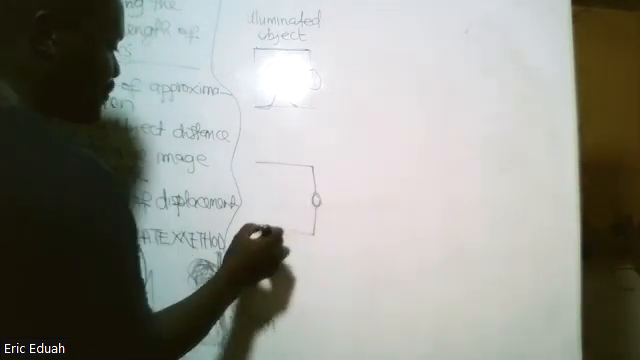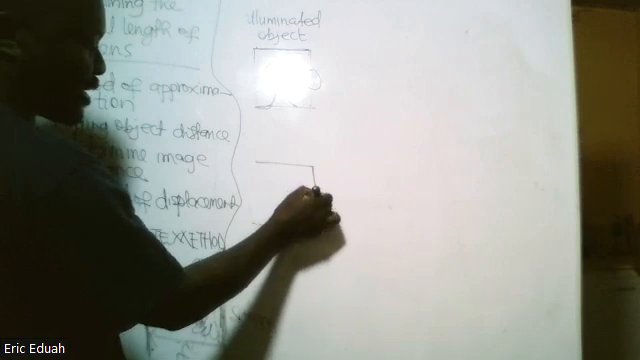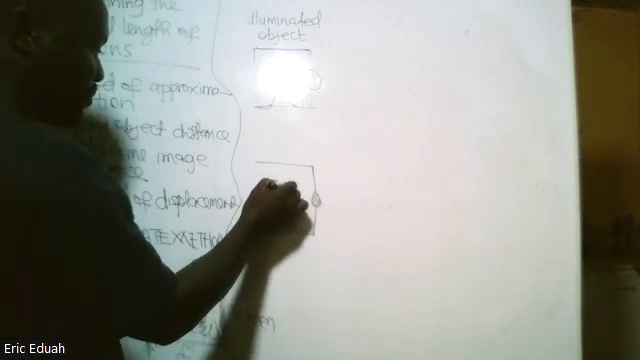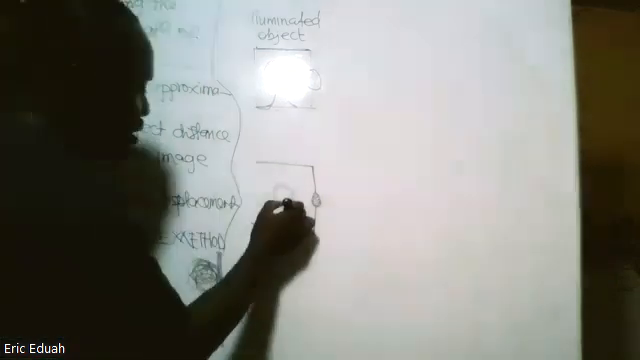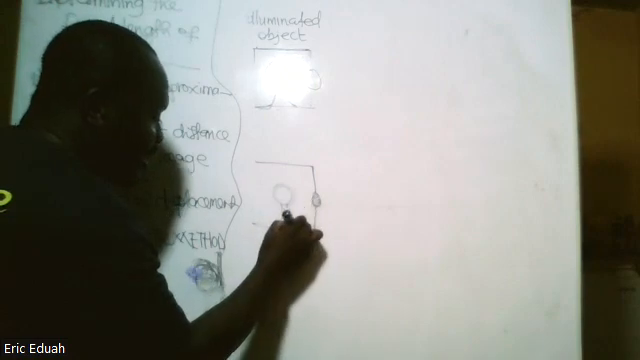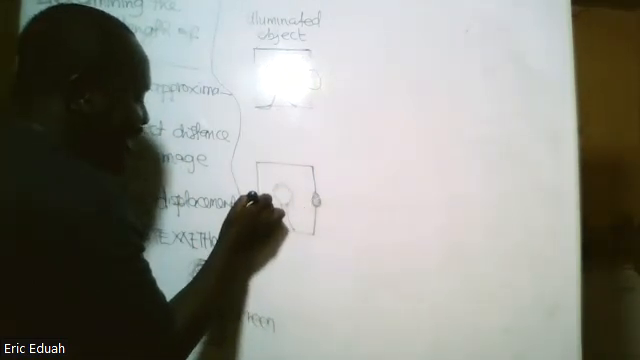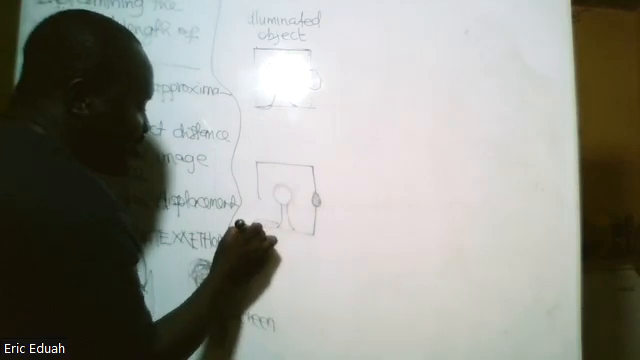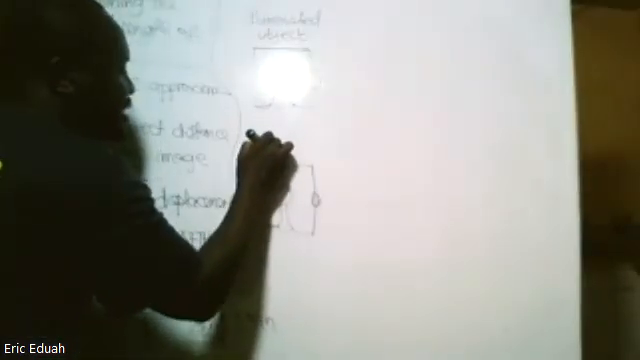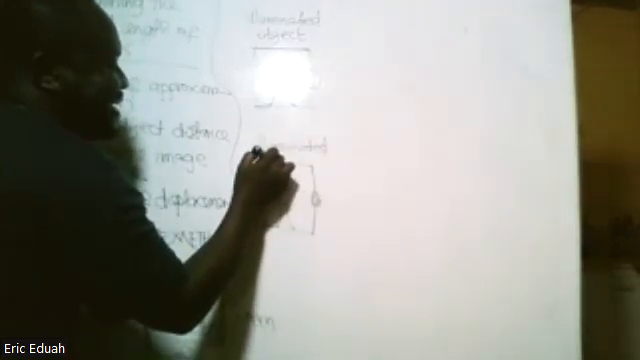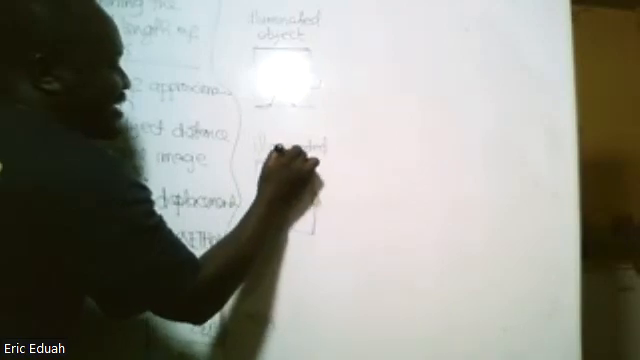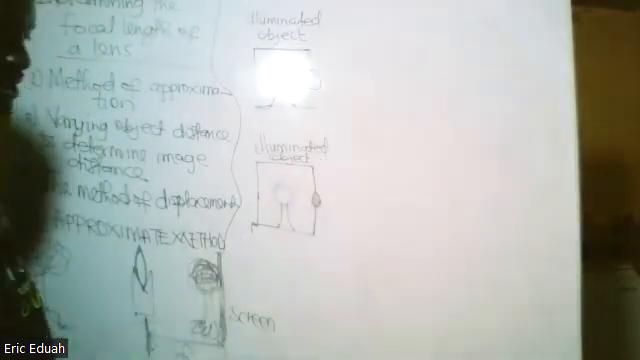So this is a hole with wire. Then we have a bulb, something to represent the bulb, in a holder. This is connected to a source of power. So this is what I am saying is the illuminated object, an object which produces light. And this is what we call a ray box.